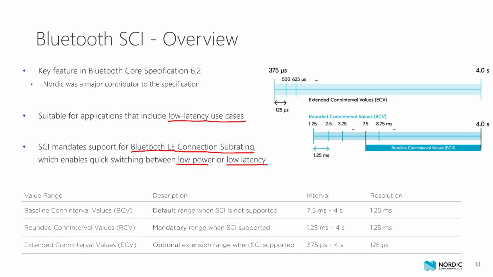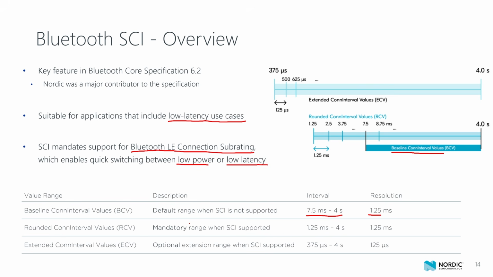So how does this work in practice, this SCI feature? If SCI is not supported, this means basically status quo prior to 6.2. So the connection interval goes from 7.5 milliseconds to 4 seconds with a resolution of 1.25 milliseconds. So if you have a 6.2 device that does not support SCI, it means that the limits and everything about the connection parameters is the same as it has always been. But now this has a name. It's the baseline con interval values, or BCV.